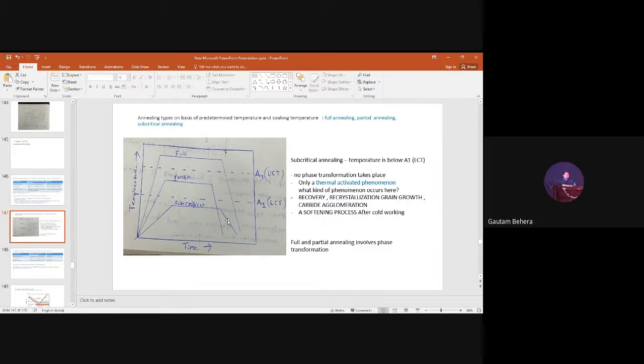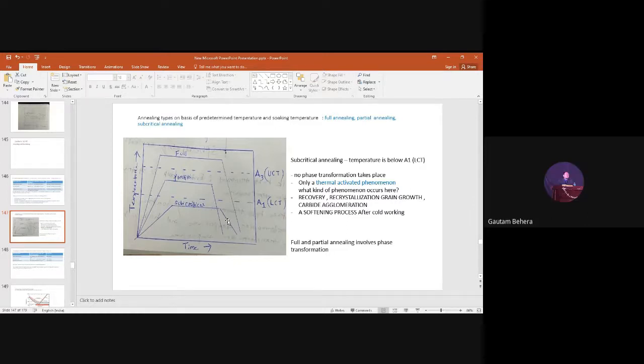How many of you can explain how recovery, recrystallization, and grain growth bring softness in a material? Ductility increases. Sir, Shiva? During recrystallization, strain-free material develops. Very good. Strain-free materials get developed. So what is the meaning of strain-free materials get developed? Sir, it means it is ductile, so it softens the material.